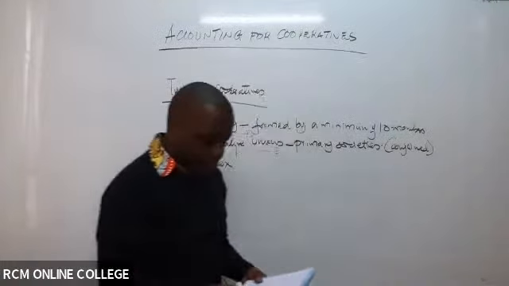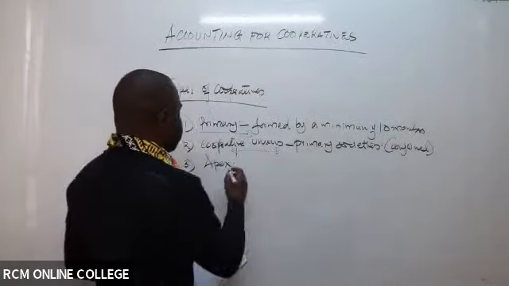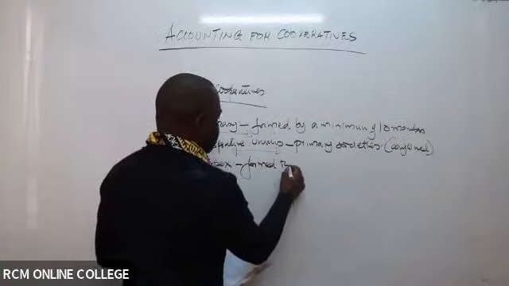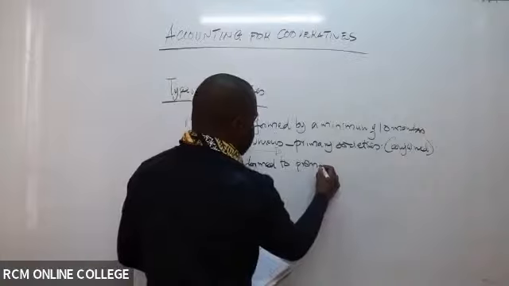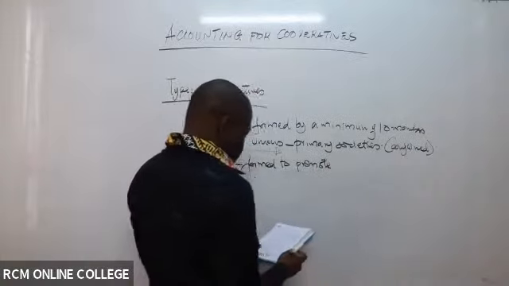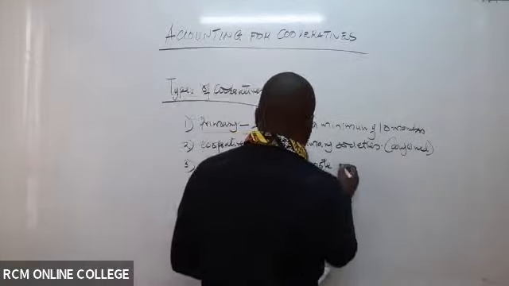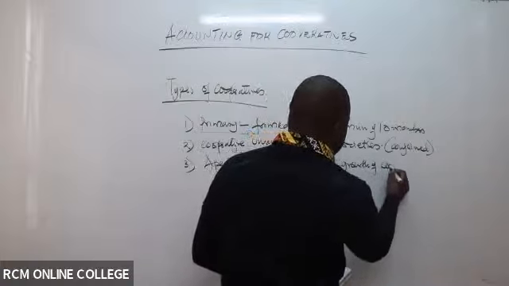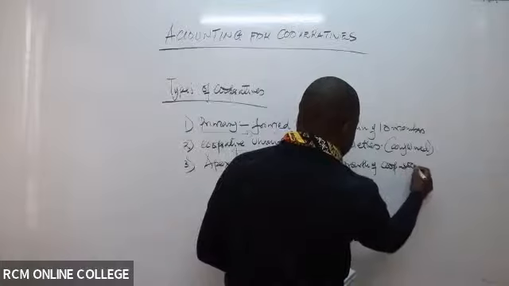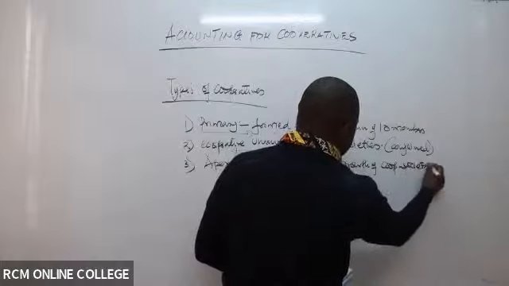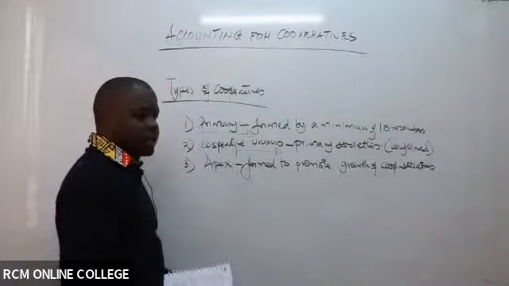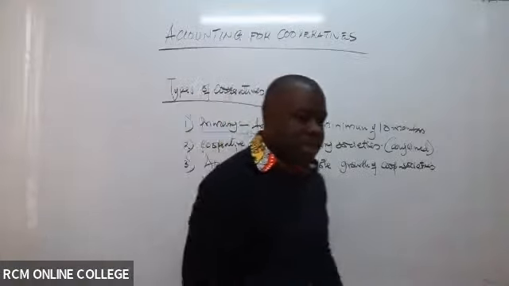Then we have apex. So these are simply formed to promote the growth of the cooperative societies. So these are some of the types of cooperative societies we can have.